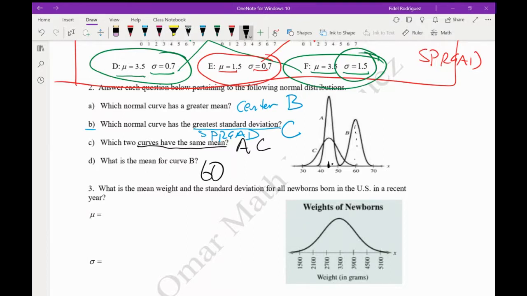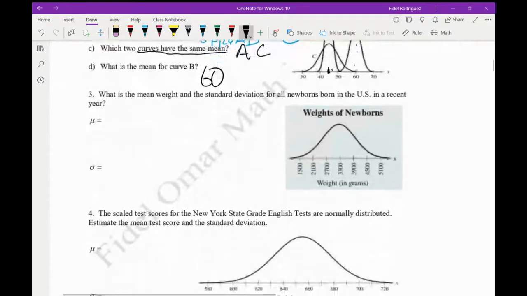All right. So now there is a third part, number 3 on this question. And it says, what's the mean weight and the standard deviations for all newborns born in the U.S. in a recent year? Okay, so remember, the way we're going to find the mean weight, we're going to look for the center of the graph. So the mean weight is 3,300. This is in grams.